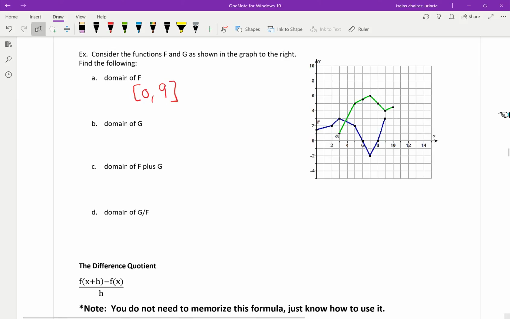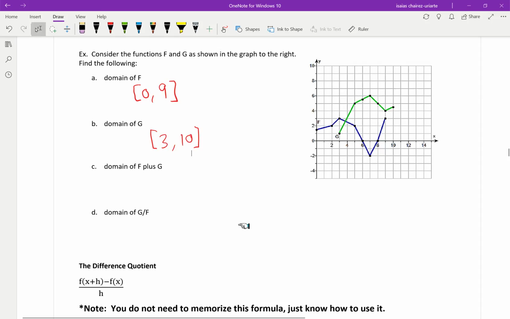The domain of g looks to me as if it is 3 to 10 inclusive. So 3 to 10.